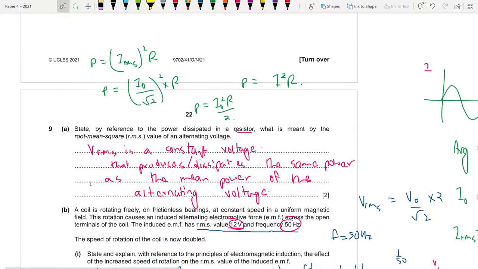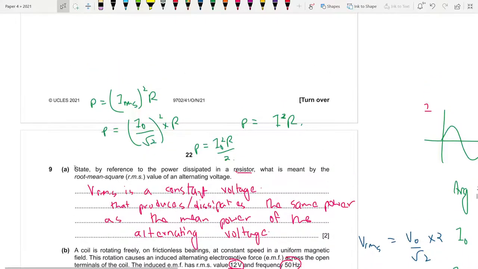Now let's move on to 9. State, by reference to power dissipated in a resistor, what is meant by the RMS value of an alternating voltage. This is an important definition. Remember that it is a constant voltage. Remember, Vrms is equal to V naught by root 2. It is a constant voltage that produces or dissipates the same amount of power as the mean power of the alternating voltage.